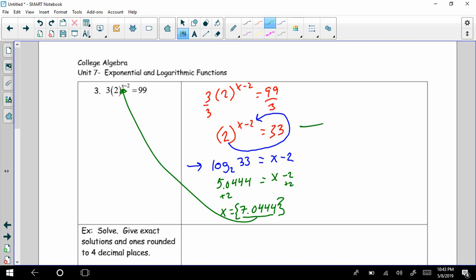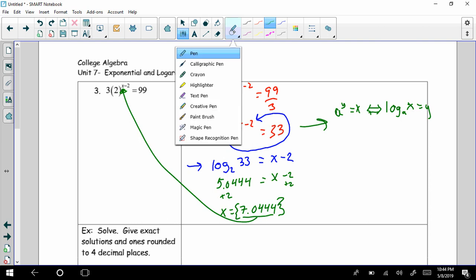Okay, quick reminder, if you don't remember how to convert this, a to the y equals x is the same as log base a of x equals y. So being able to convert back and forth is what's going to enable you to solve this problem.